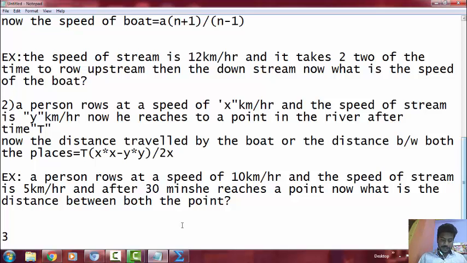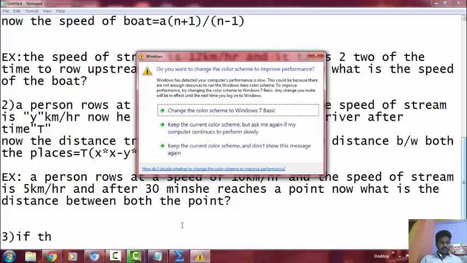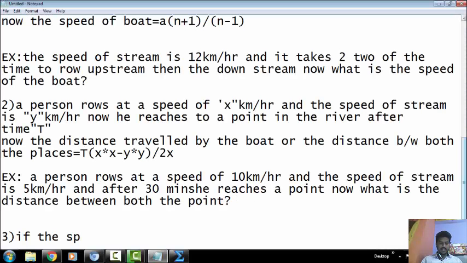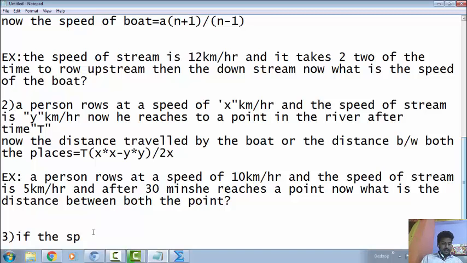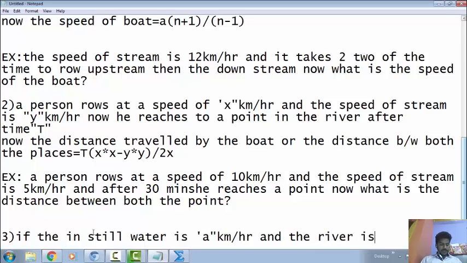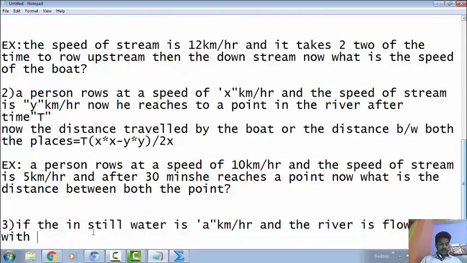So now let us come to the third topic. For example, if the speed in still water is a kilometers per hour, and the river is flowing with the speed of b kilometers per hour.